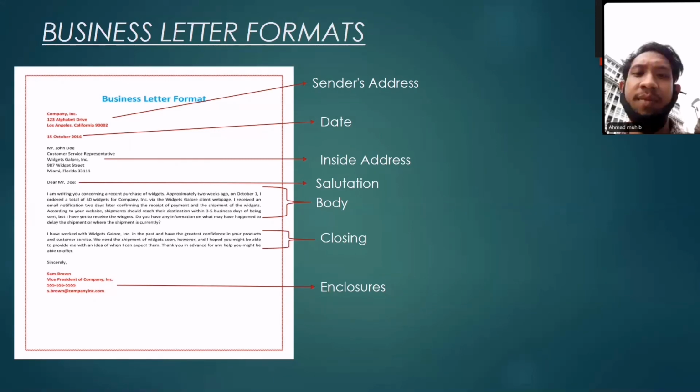And the next one is the closing. The closing begins at the same vertical point as the date and one line after the last body paragraph. Capitalize the first word only. For example, Thank you. Leave 4 lines between the closing and the sender name for a signature.